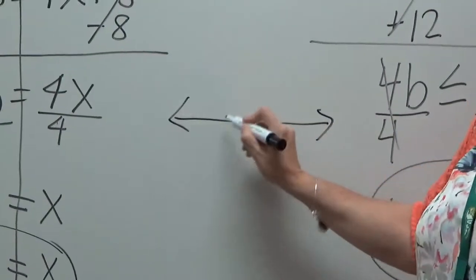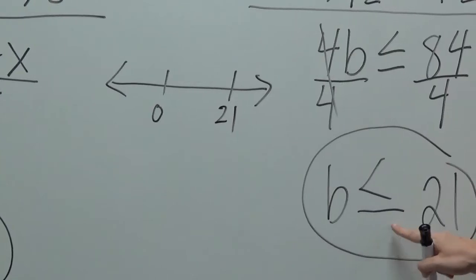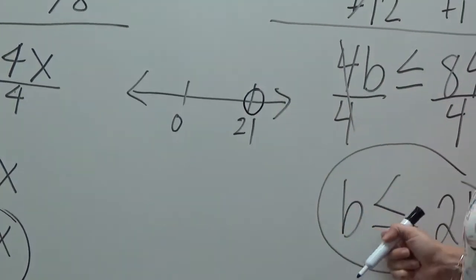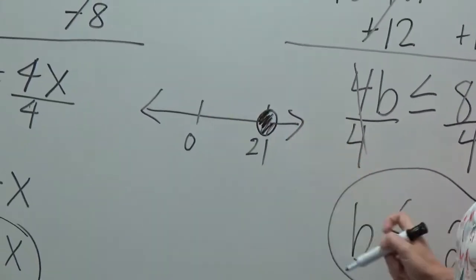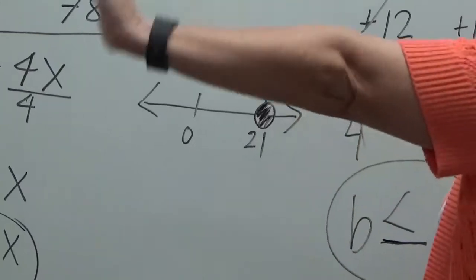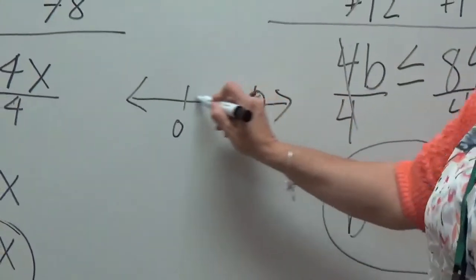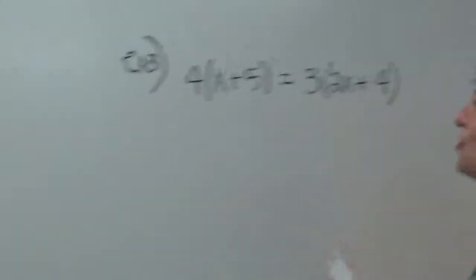Okay, so if b is less than or equal to 21, do I do an open or a closed circle? Well, because of the equal sign under here, I'm going to do a closed circle. And if b is less than or equal to 21, it's going to go that way because all the answers should be less than, and these are all the numbers that are less than. Okay, let's try another one.